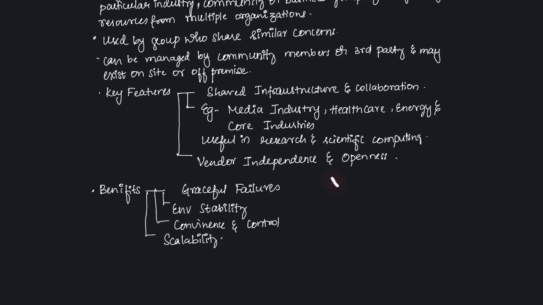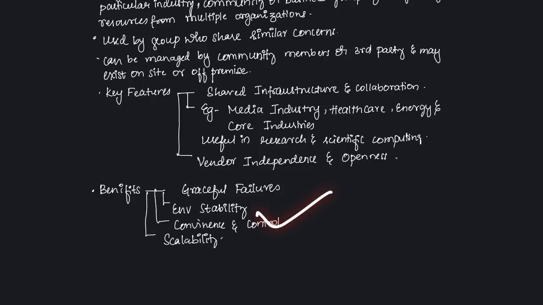Then benefits. First one is graceful failures. Graceful failures means that with no single provider in charge, community clouds are less vulnerable to single point failure. The system is distributed across multiple contributors, so there are fewer chances of failure. Then we have environmental stability. These cloud platforms have a lower carbon footprint because they make use of underutilized resources, and they grow depending on the community's needs.